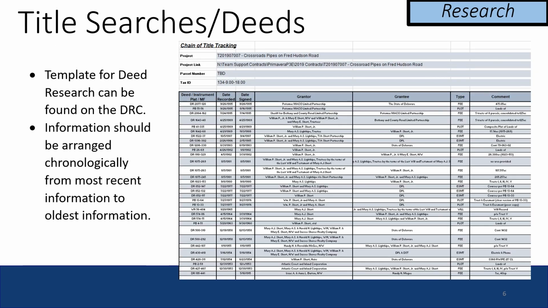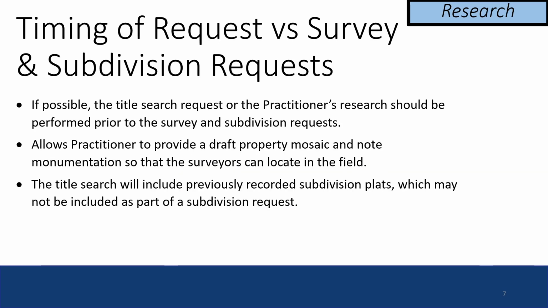A template that can be used to track deed research can be found on the DRC. Information should be arranged chronologically from most recent information to oldest information. If possible, the title search request or the practitioner's research should be performed prior to the survey and subdivision requests. This allows the practitioner to provide a draft property mosaic and note monumentation so that the surveyors can locate the monumentation in the field. The title search will include previously recorded subdivision plats, which may not be included as part of a subdivision request.